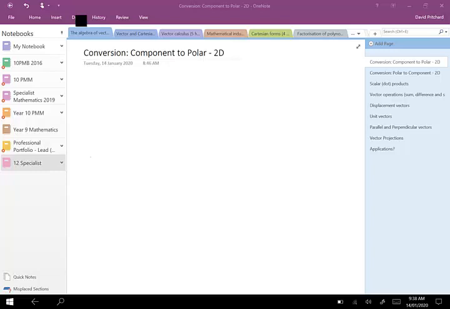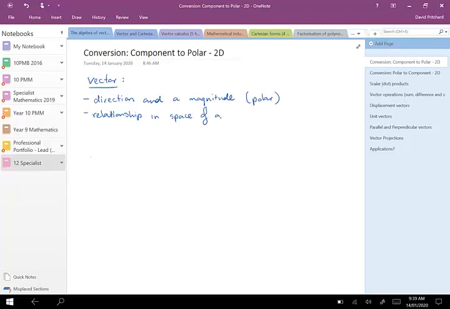In this lesson, we'll do a quick review of what vectors are in two-dimensional form, and then we'll look at conversions from component form to polar form. So a vector can be represented in one of two ways. Initially, it will have a direction and a magnitude we refer to as polar form. It can also be a relationship in space of one point relative to another, and that will be referred to as component form.